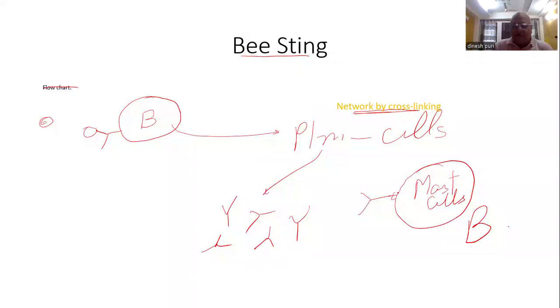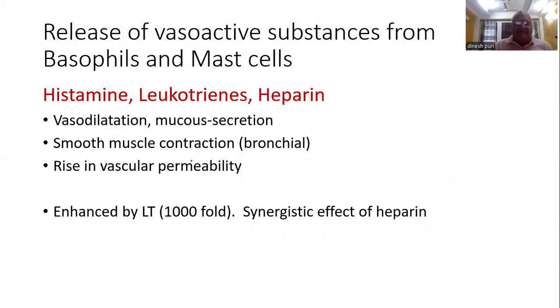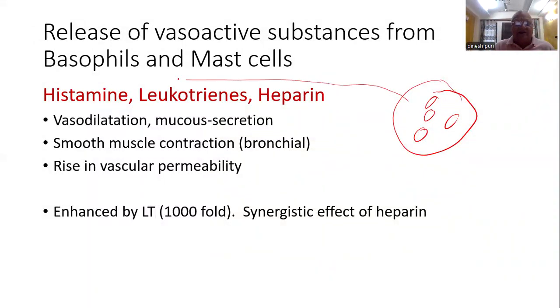IgE, through their Fc portion, you people all know that every immunoglobulin has got a Fab portion जो कि एंटीजन से एक्ट करता है, and an Fc portion. This Fc portion interacts with the receptor on the mast cell or basophil, and then there follows a process called degranulation. The granules which are present within these cells burst open and certain vasoactive substances are released. The vasoactive substances from basophils and mast cells are histamine, most importantly, leukotrienes, heparin.